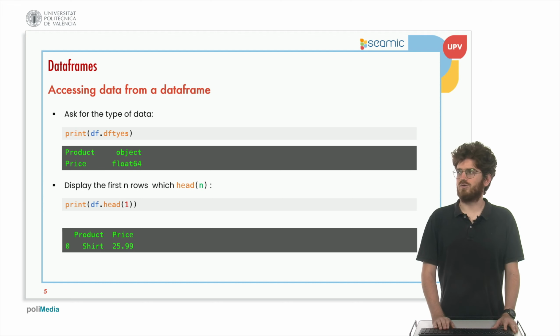We can also show the first n rows of a data frame with the head method, passing the number of rows we want to see.